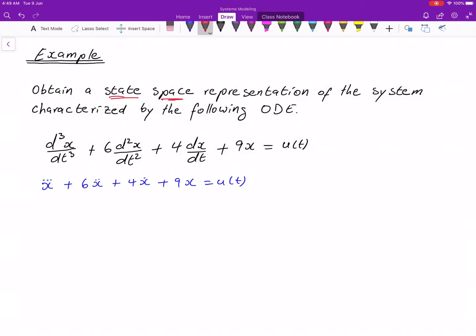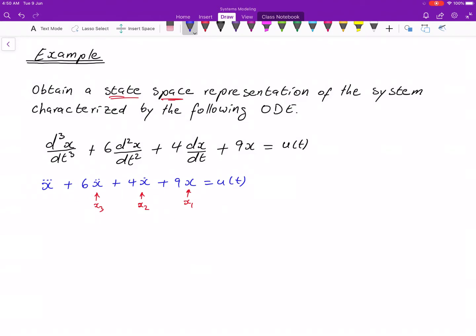It's always easier to start from this side. If you let this one be x1, then we say this is x2 and this one will be x3. The highest order, you do not assign a variable, so you just leave it.